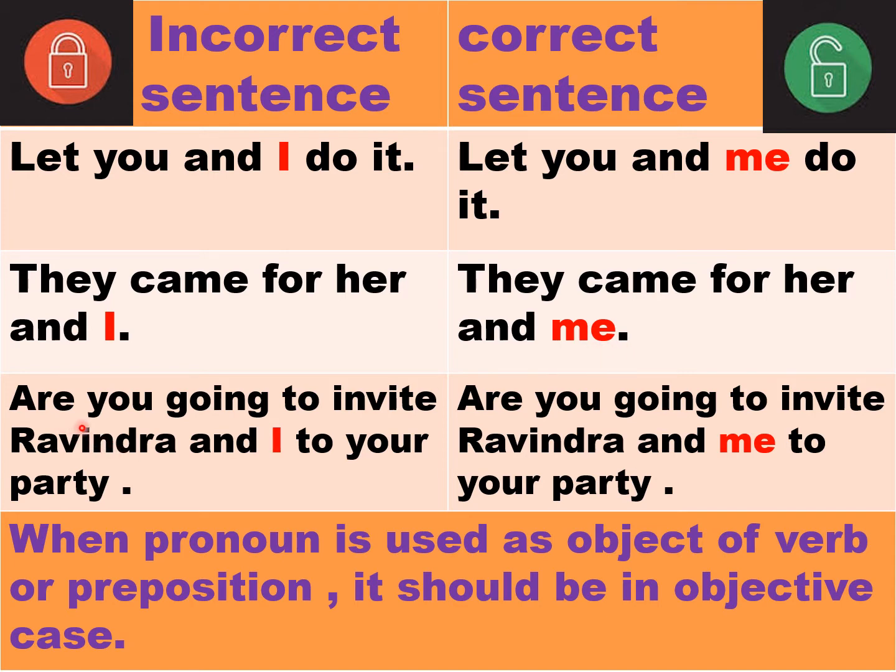The next example: are you going to invite Ravindra and I to your party? This pronoun I is used as object of the preposition to. So, instead of I, me should be used here. Are you going to invite Ravindra and me to your party is correct.